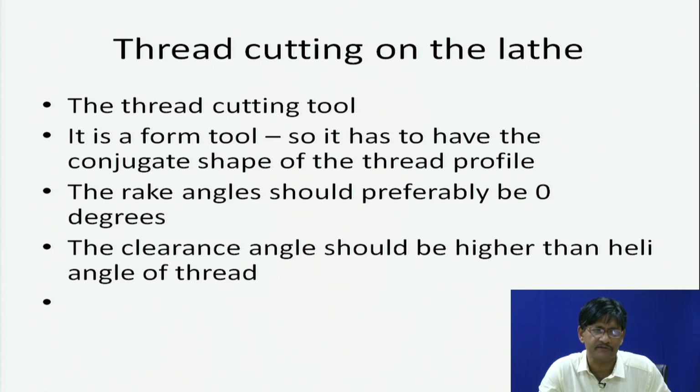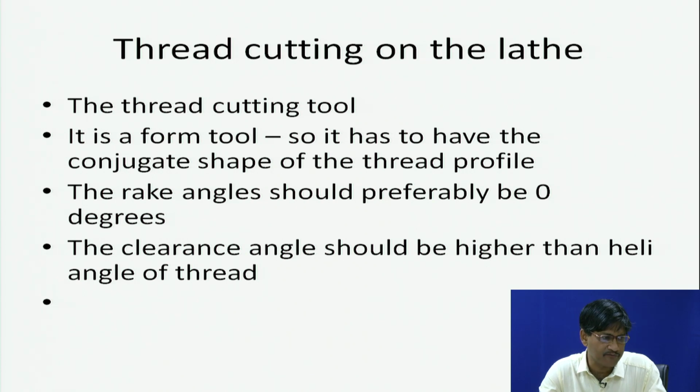First of all, you have to use a thread cutting tool, and it is going to be a form tool because it is going to be the conjugate of the thread profile that you are going to produce. If you are producing say British Standard Whitworth thread, you will be having a profile angle of 55 degrees. If it is metric thread, you will be having 60 degrees. If it is Acme thread, you will have 29 degrees. If you are having British Association threads, it is going to be 47.5 degrees. So, it first of all depends upon the particular thread profile you are going to produce with the cutting tool, and therefore, first of all it has to be a form tool.